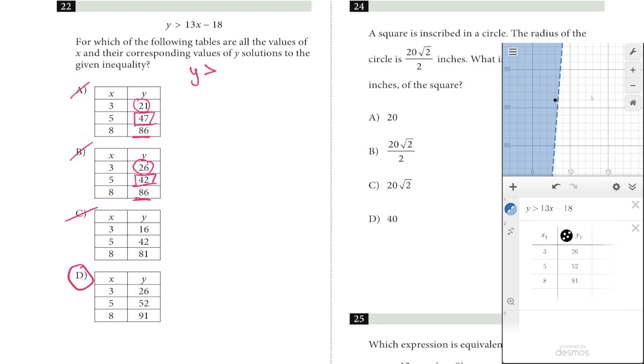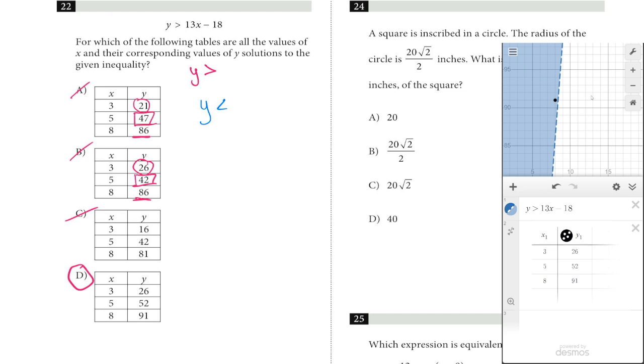If they said y is less than something, instead of looking for the biggest numbers, you're going to pick the answer that has all of the smallest numbers. So that's the fast way of how to do these if you have a single inequality and they're asking which of the table values are the solutions. If it's greater than, just pick the answer that has all the biggest y values. If it's less than, then pick all the smallest y values.